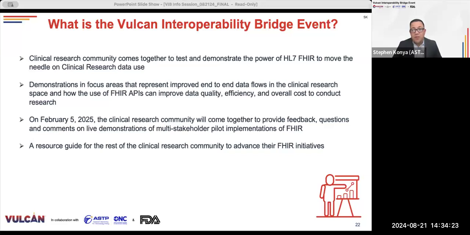It's one thing to talk about this in theory. It's another thing to actually connect and move the data, test this, and then demonstrate how the use of FHIR APIs can improve overall data quality, efficiency, and costs to conduct that research. And so we're leading up to an event on February 5th, where they'll come together and do a virtual demonstration and showcase lessons learned and what the next steps will be after that. We'll also have a resource guide for others who weren't able to participate in the event to pick up, hit the ground running, and level up with the rest of the industry. Next slide.